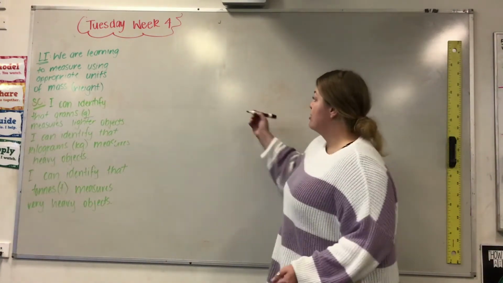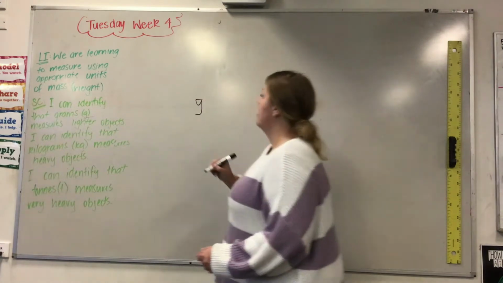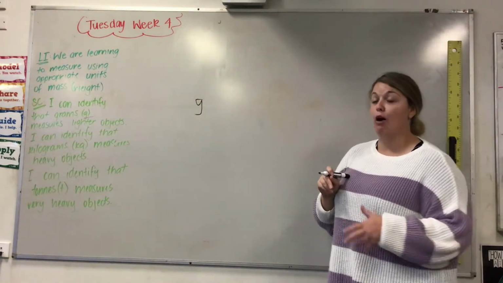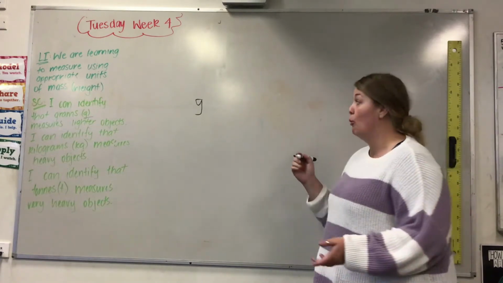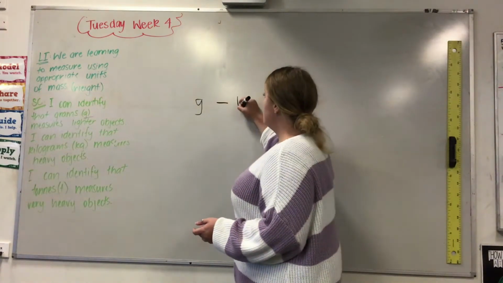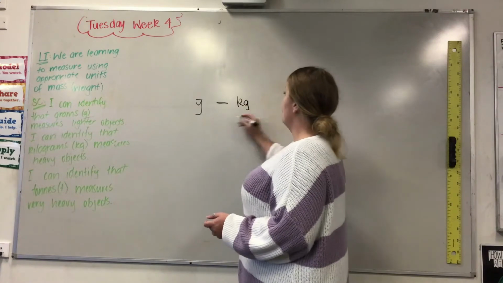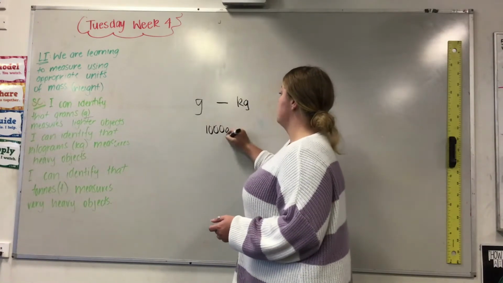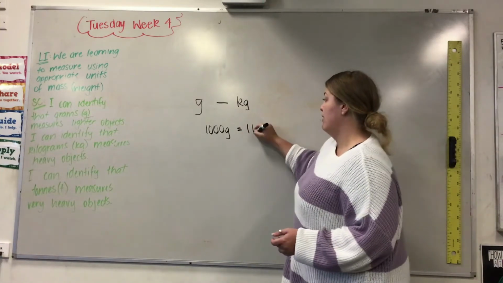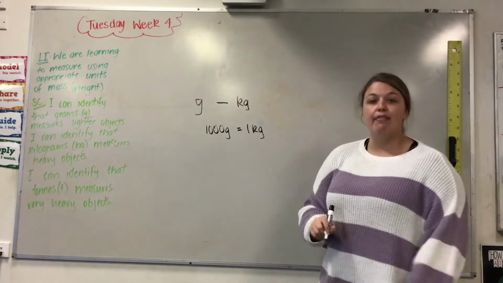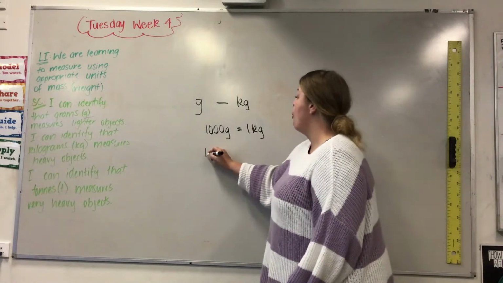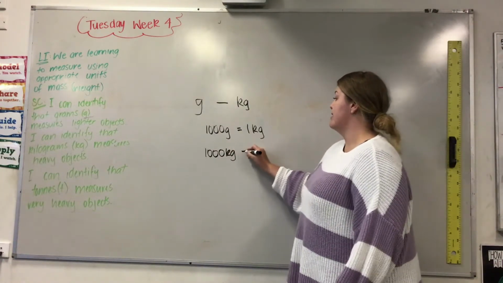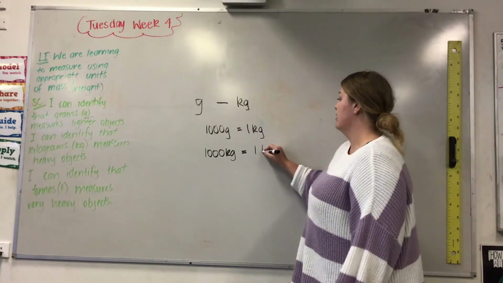So, first, grams is the unit of measurement that we have used most when measuring how heavy something is, how much something weighs. Kilograms, which is 1,000 grams equals 1 kilogram. And then we also have 1,000 kilograms is the same as 1 ton.